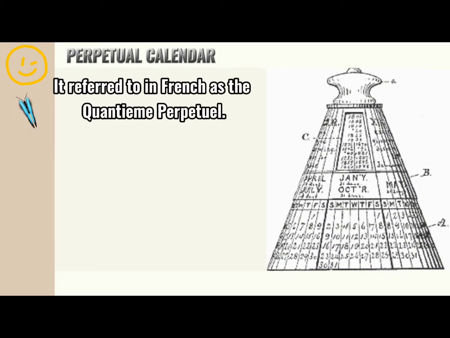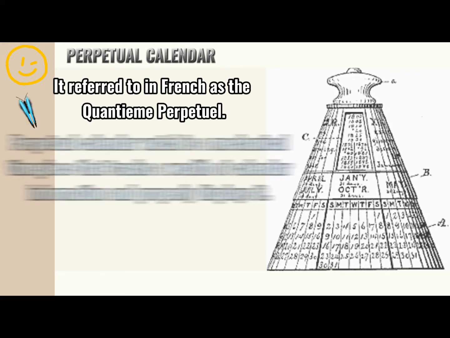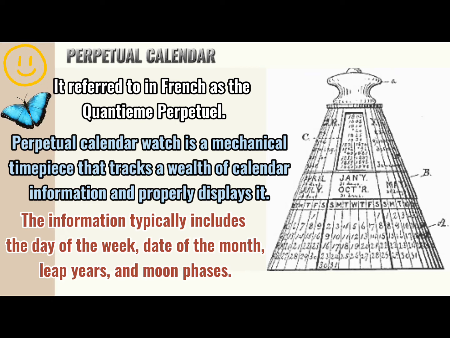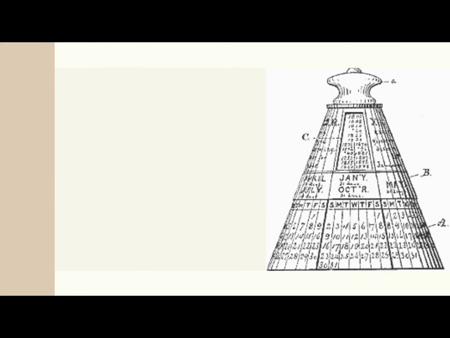It is referred to in French as the quantième perpétuel, and a perpetual calendar watch is a mechanical timepiece that tracks a wealth of calendar information and properly displays it. The information typically includes the day of the week, date of the month, leap years, and also the moon phases.